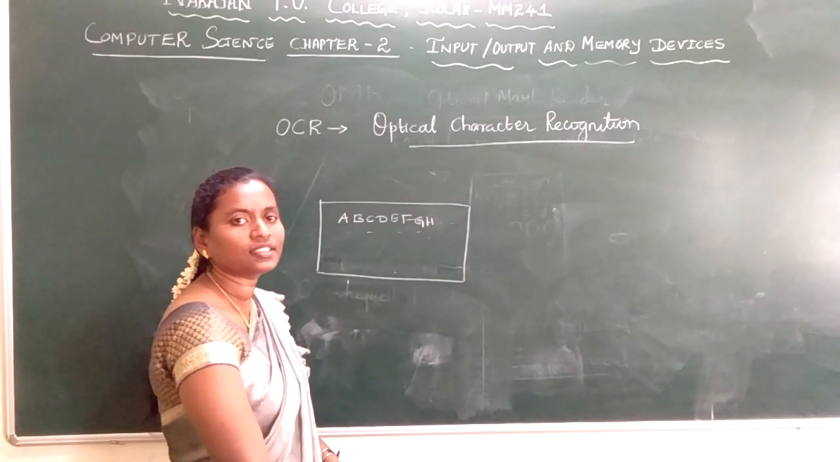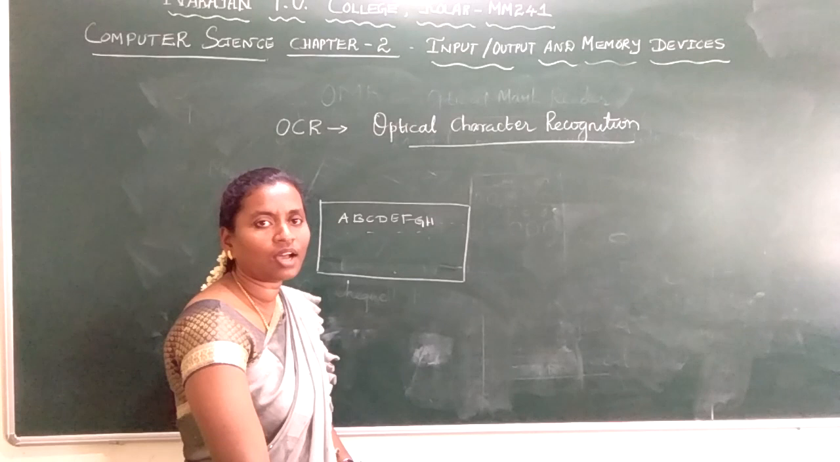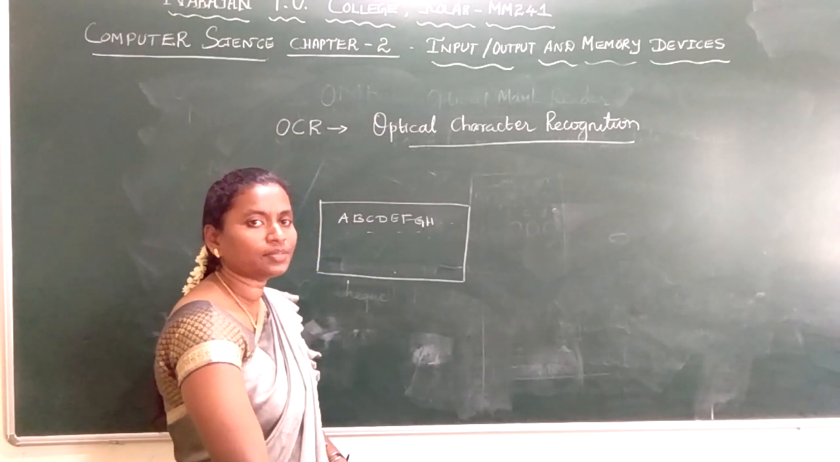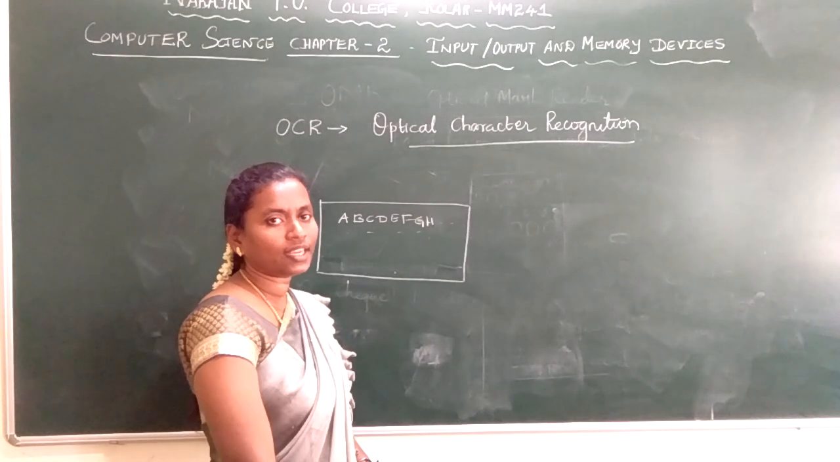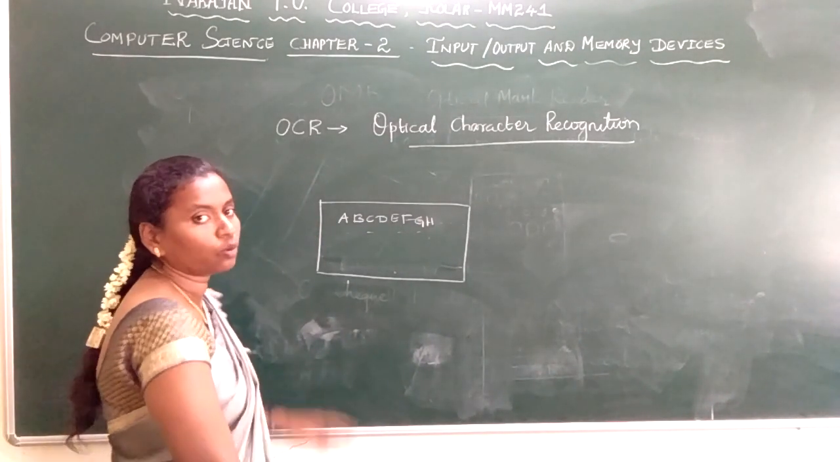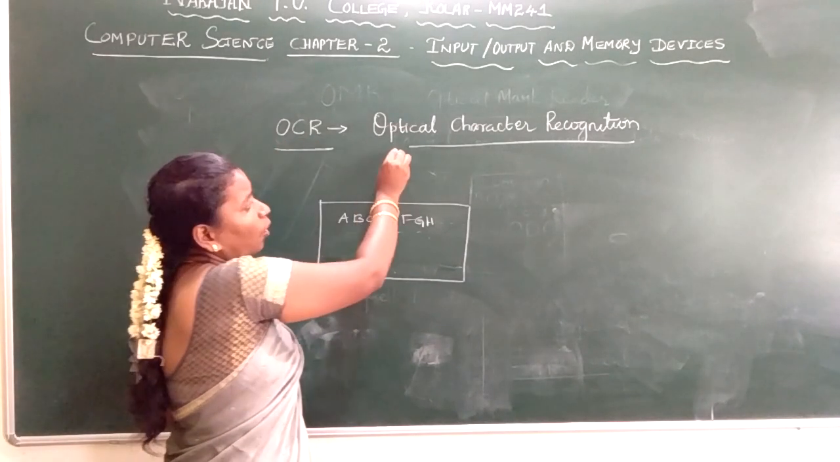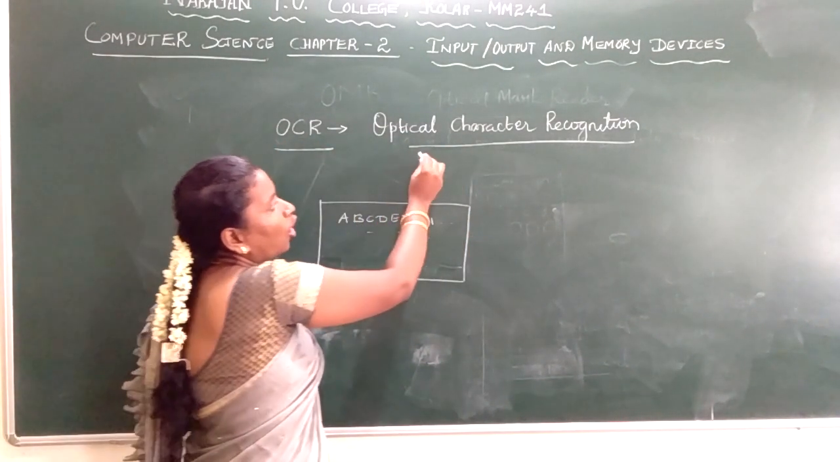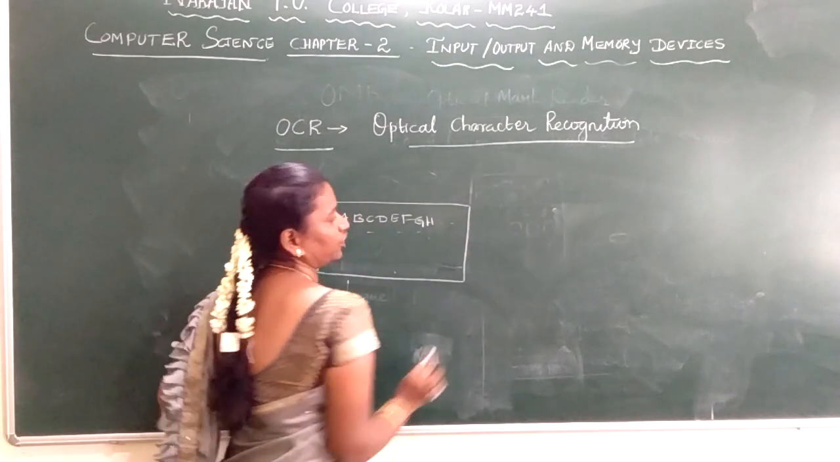We have discussed the OMR, optical mark reader. I told you why the optical mark reader is needed, and how the data is fed into the computer. We have seen that. Next we'll move on to OCR. The abbreviation OCR stands for optical character recognition. I repeat, OCR stands for optical character recognition.